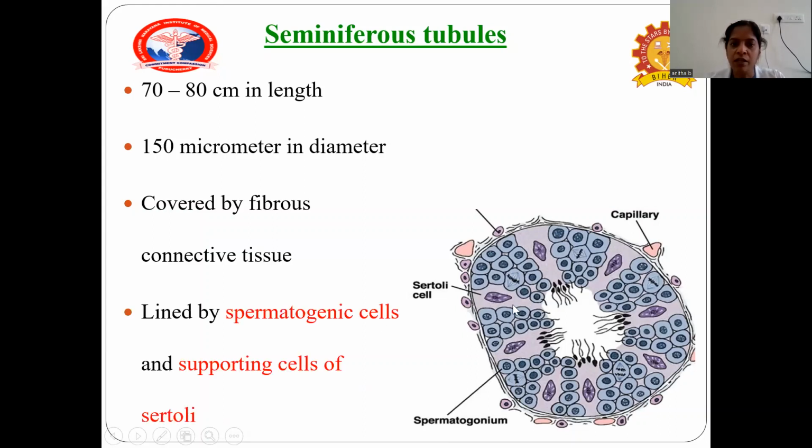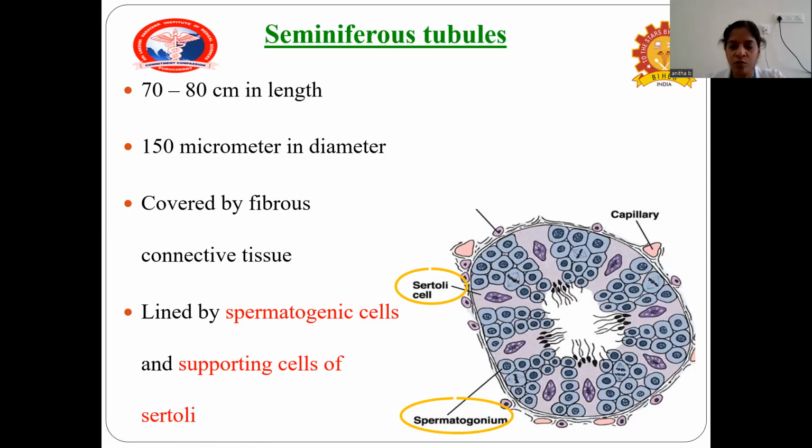When you look inside, it is lined by two types of cells. One is the spermatogenic cells, and the other is the Sertoli cells. Sertoli cells are also called supporting cells, because they stand like pillars. In between the pillars, you can see numerous spermatogenic cells. Within the seminiferous tubules you can see spermatogonium and also Sertoli cells. The tall cell is the Sertoli cell. The numerous cells in multiple layers are the spermatogenic cells.